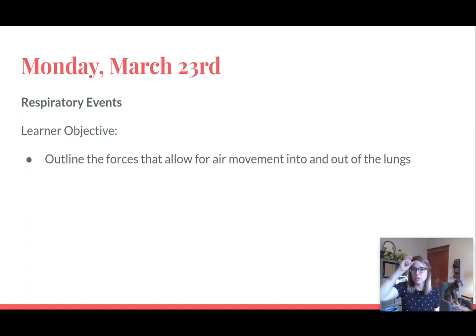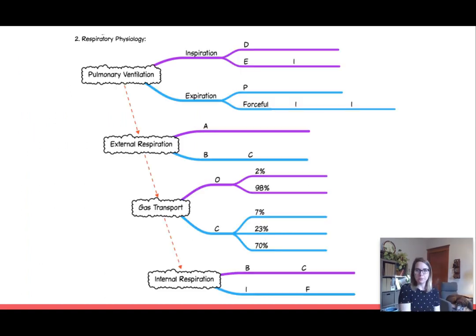All right, today we are talking respiration events, so how air gets in and out of the lungs. Your lungs aren't like a vacuum. There's nothing like physically pulling air in. It's mostly just due to volume pressures, high to low, and diffusion, high to low. That's all that's moving things in and out of your lungs and in and out of your bloodstream, which is pretty cool.